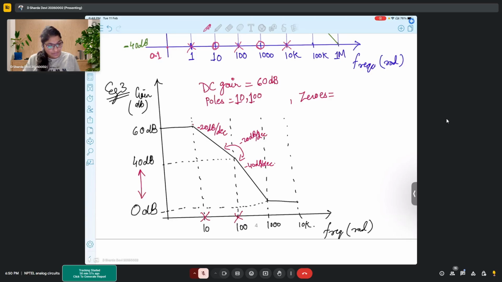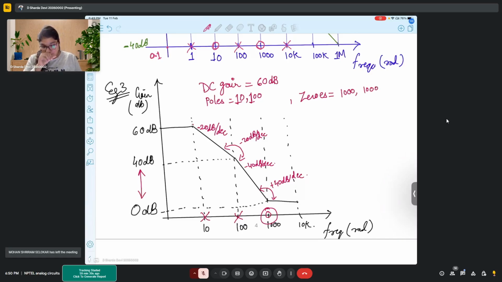Now, if you observe at 1000, what is the situation at 1000? First of all, what is the transition in slope? The transition in slope is plus 40 dB per decade, correct? So if the transition is plus 40 dB per decade, that means you have two zeros at the same 1000. So you have two zeros at 1000, correct?